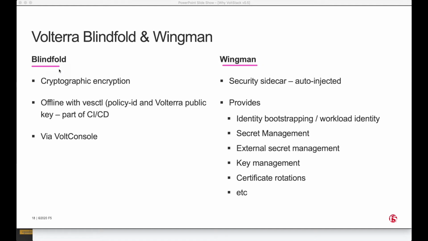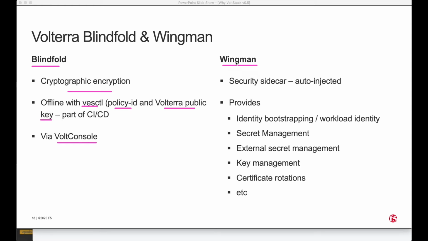Blindfold is a cryptographic encryption, and you can blindfold your clear text using either VESCTL, or you can use the Vault console to encrypt or to blindfold your secret. In order to blindfold the clear text, you require a policy ID and the Volterra public key. And all of this you can automate using your CI/CD pipeline.